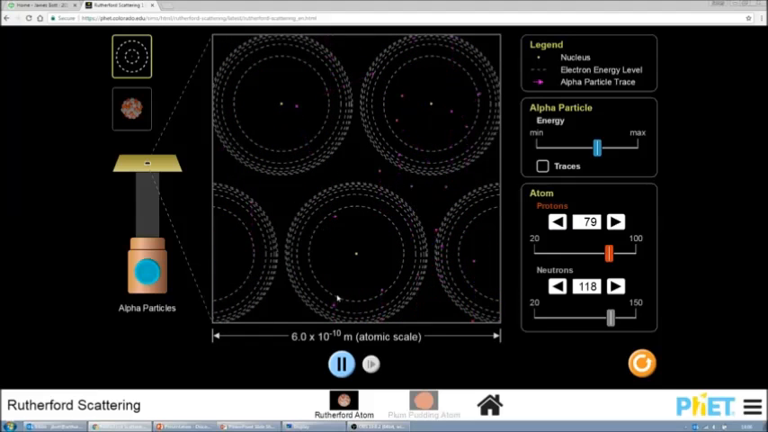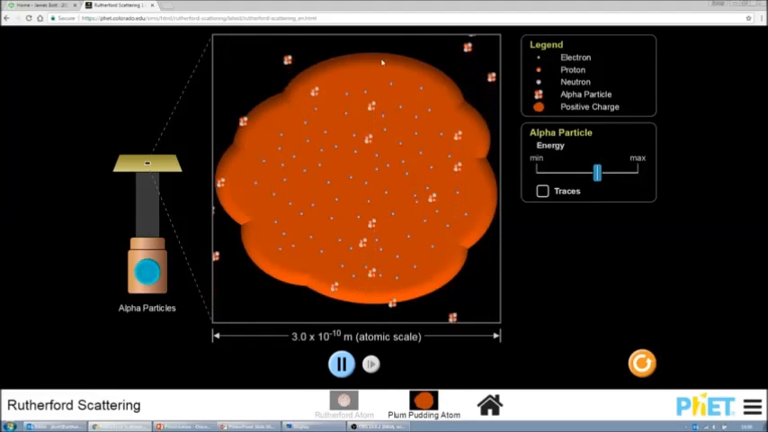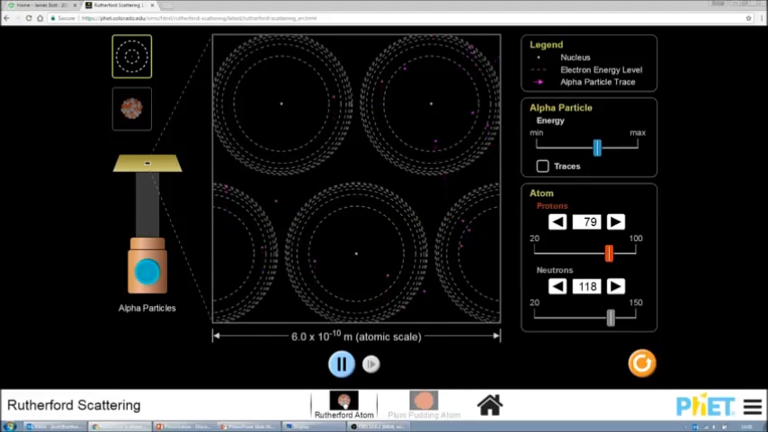Now, this totally changed the idea from the plum pudding. With the plum pudding, remember, the prediction was they're all going to go straight through. That didn't happen in Rutherford's atom. What happened was that a few were repelled significantly, some were repelled slightly, and most went through. And the ones that didn't go through had to be explained.